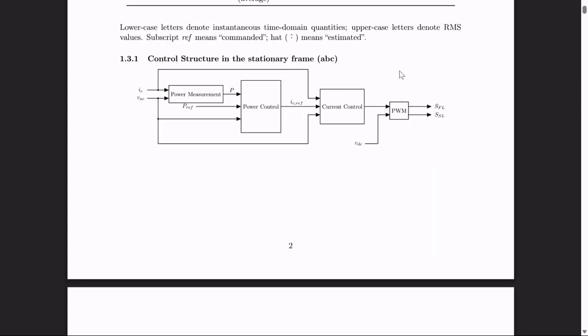Here is the block diagram for the control in ABC coordinates. Here is the power measurement. This is only for active power, as you see. Then we have the power controller, and then the current controller, and then the PWM.